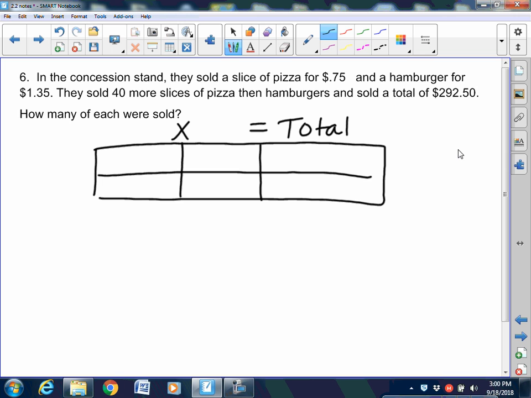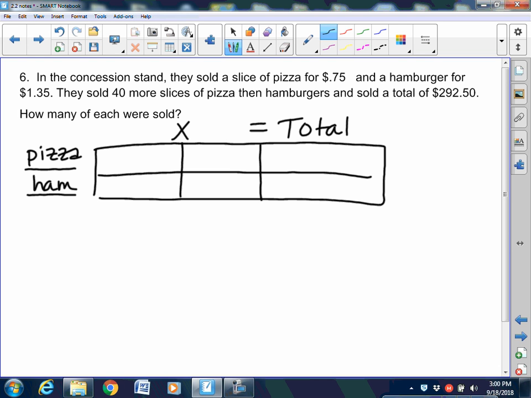So, again, they're not talking about trucks and cars anymore. We're talking about pizza and I'm just going to put ham for hamburger. And some of you are like, this is really cool, I wish I would have known how to do this. And some of you are like, I could solve this way faster than what she's doing, but it is what it is. Okay, up here was the speed and the time of a car and a truck.